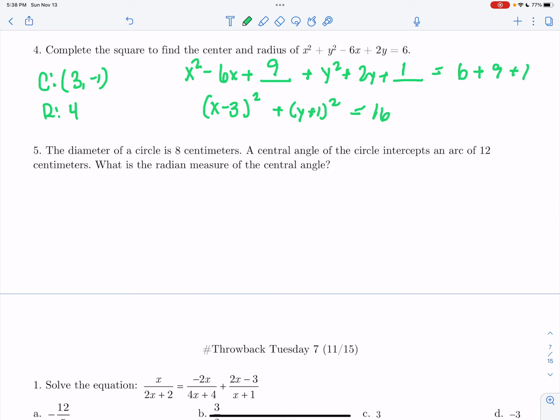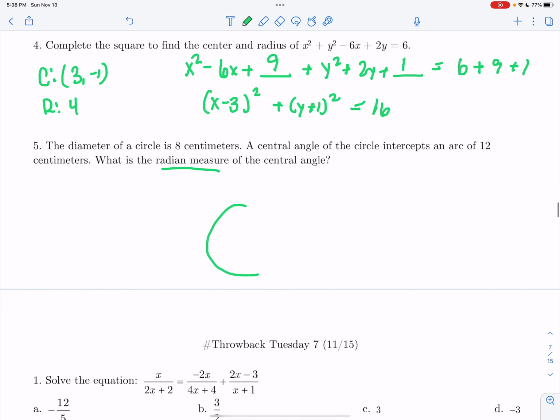Number 5, the diameter of a circle is 8 centimeters. A central angle of a circle intercepts an arc of 12 centimeters. What is the radian measure of the central angle? Okay, oops. If my circle can be pretty enough. You're given that the diameter is 8. And you're given that some central angle has an intercepted arc of 12 centimeters. And you want to find the radian measure.